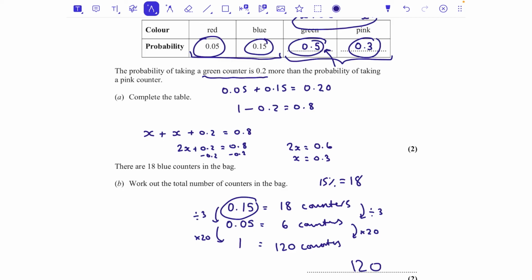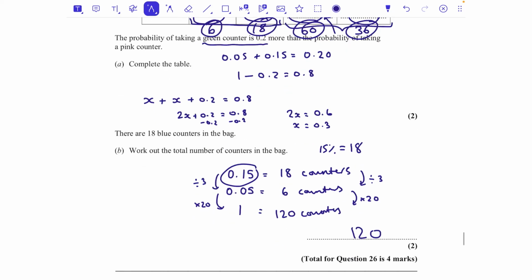Or you can say, like I said, this one is 6 counters, this one is 18 counters. You then know that 0.5, that's going to be 60 counters, and 0.3, that's going to be, what's that times by 6, so 36 counters over there. And then you could add all of those together, and that would add up to 120. So there we go, you could do it that way as well.